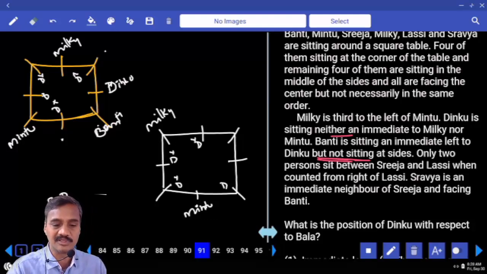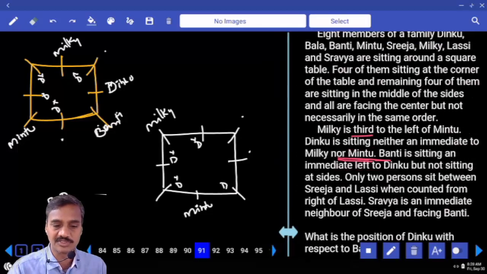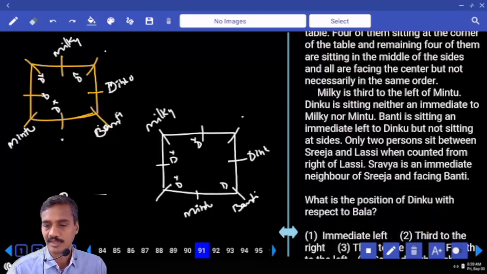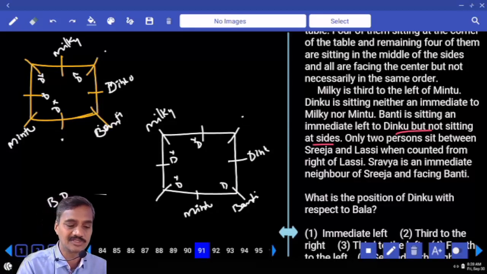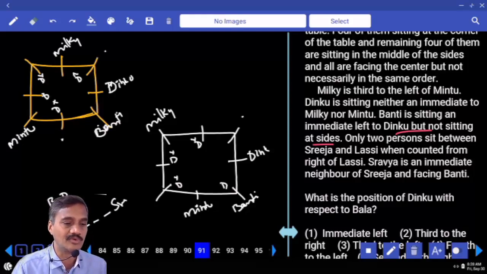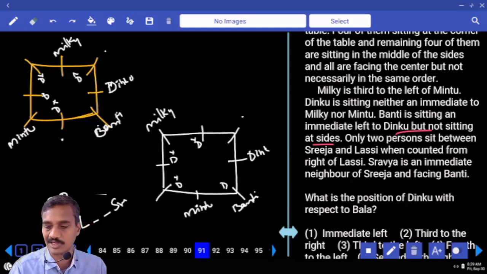మరి ఇక్కడ చెప్పండి, బంటి డింకు ఇక్కడ ఉంటే బంటి ఇక్కడ వస్తుంది, నాట్ పాసిబుల్. And Dinku is at this place and Bunty is at this place. సరిపోతుందా? Now 2 possibilities. Next one, and only 2 persons between Srija and Lassi, but not sitting. 2 persons between Srija and Lassi when counted from the right of Lassi. Right hand side of Lassi, only 2 persons between Srija and Lassi. Now between Srija and Lassi there must be exactly 2.